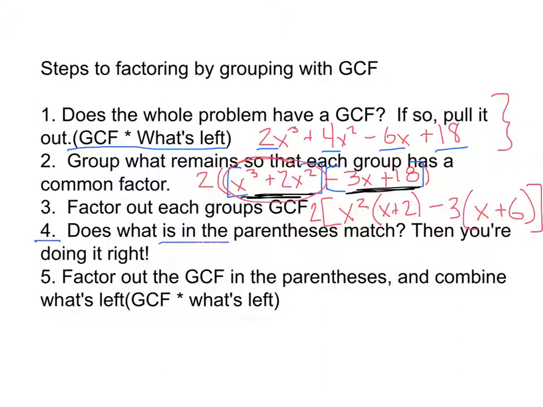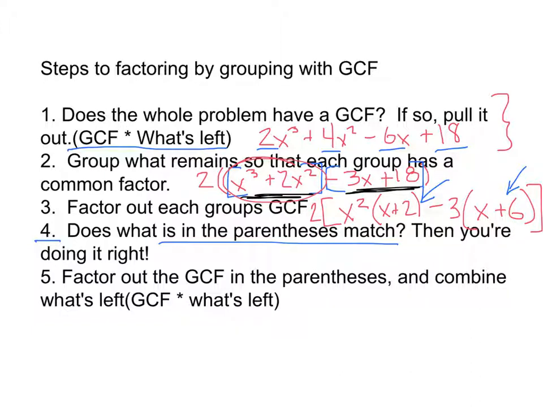Does what's in the parentheses match? In this case, x plus 2 and x plus 6 don't match. But the thing is, that's okay. It really just means that in this particular problem, there isn't something that can be factored. This problem is not factorable using factor by grouping. You won't run into any of these in what we're doing right now until we learn how to deal with these.